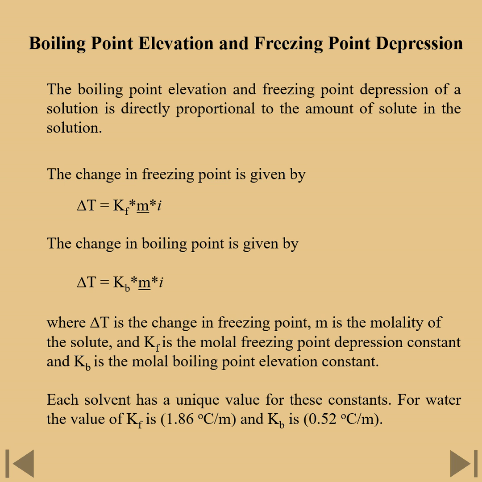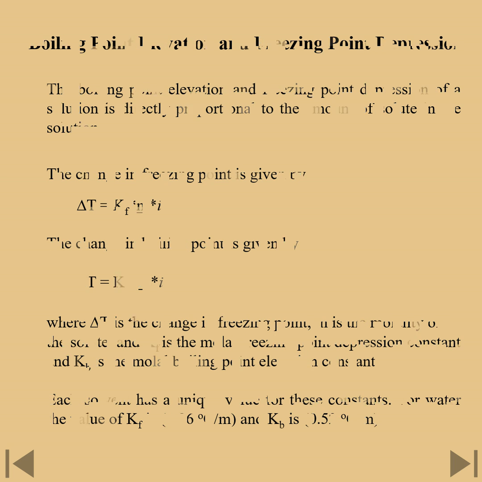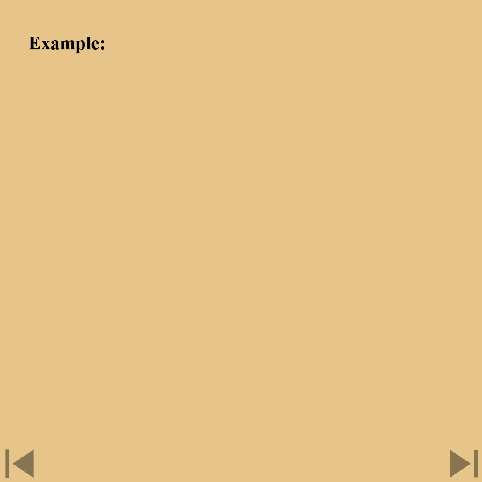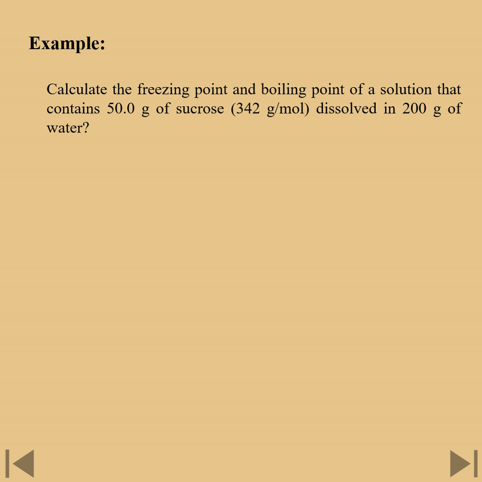Okay, let's see some examples. We're asked to calculate the freezing point and boiling point of a solution that contains 50 grams of sucrose dissolved in 200 grams of water. Our normal freezing point of water is 0 degrees C, and so our new freezing point will be 0 degrees C minus the freezing point depression, meaning minus delta T. Delta T is equal to K sub F times the molality times i.